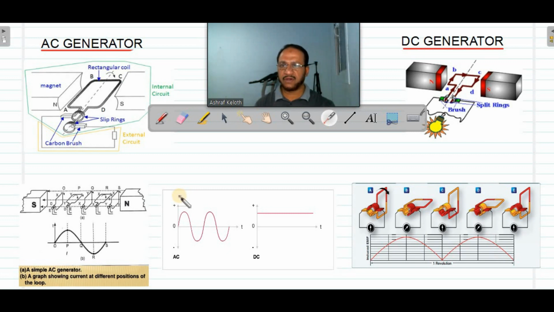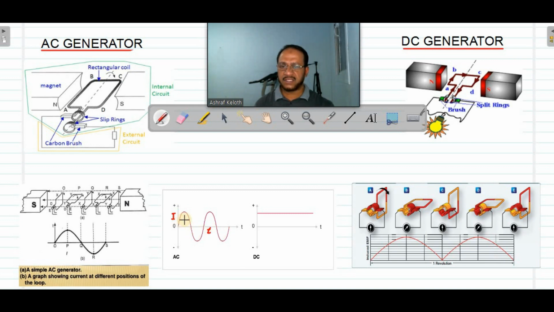We have two types of generators: the generator which produces alternating current and the generator which produces direct current, DC. Before going to the explanation of AC generator and DC generator, you can see the current coming out of AC and DC. Can you see the graph here? In this graph, on the y-axis we are taking electric current, I. And if I take time on the x-axis, you can see this graph.